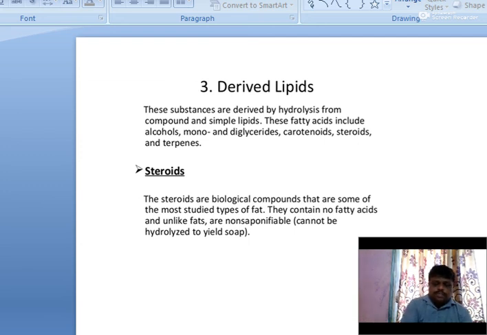Then we have studied the steroids. So steroids are derived lipids, and these are composed of the hydrocarbon ring and the hydrocarbon side chain. So this is simply regarding the lipids, types of lipids and the saturated and unsaturated fatty acids. So the remaining part, like the proteins, we will see in the next lecture. Thank you.